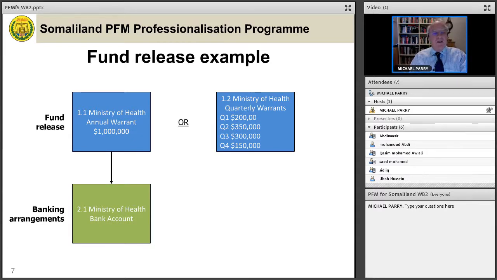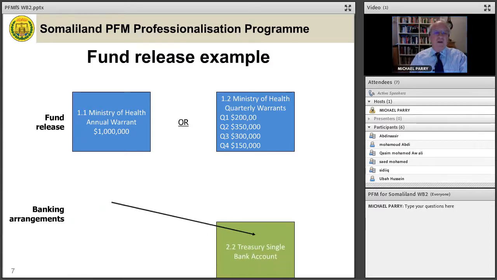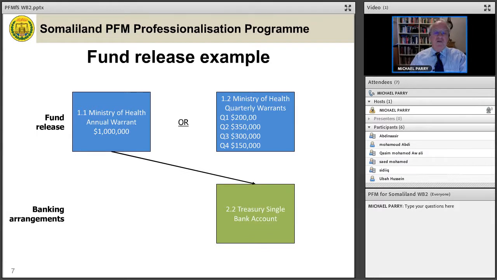And the banking arrangements, you could have a bank account for the Ministry of Health, and you could pay the $1 million straight into it under option 1. Or if you take that away, you could have each tranche paid into the Ministry of Health bank account. That would be the traditional approach to banking. Or if we take that away, we could have a Treasury single bank account, and either the $1 million or the quarterly warrants could be paid into the Treasury single bank account.